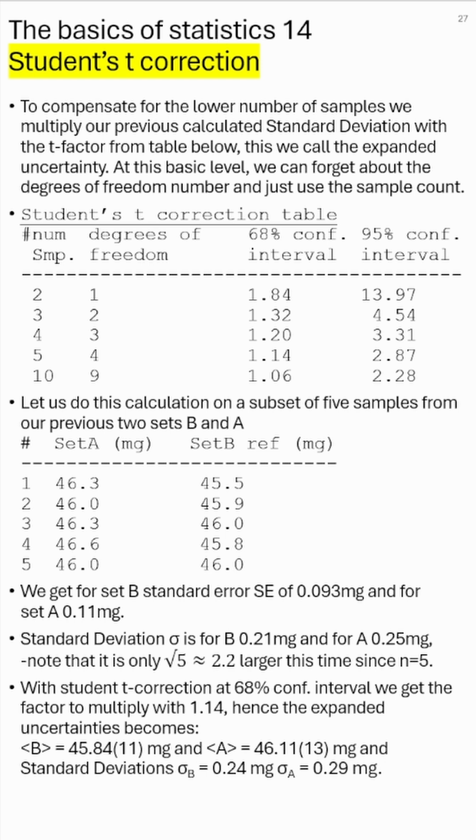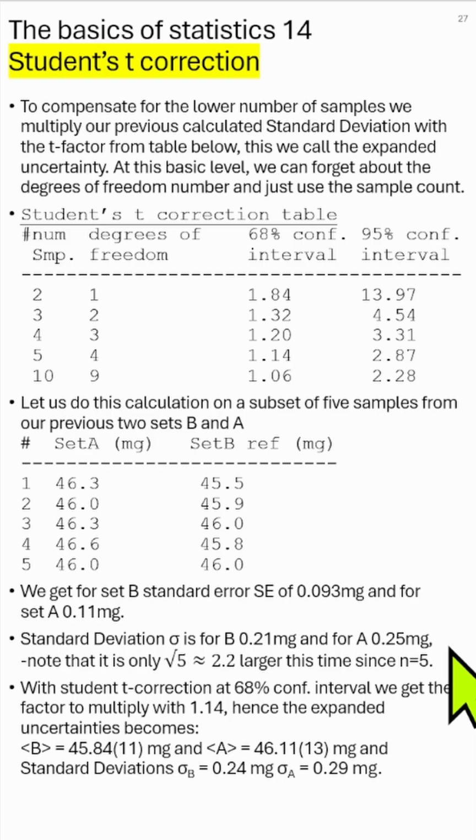The standard error for the before coating set becomes 0.093 milligram, and for the A set it becomes 0.11 milligram. The standard deviation we can also calculate, so sigma for the B set becomes 0.21 milligram, and for the after coating A set it becomes 0.25 milligram. And look, now you see it's not 10 times larger, because it's supposed to be the square root of the number of samples, and in this case we only have 5 samples, so it becomes 2.2 times larger this time.